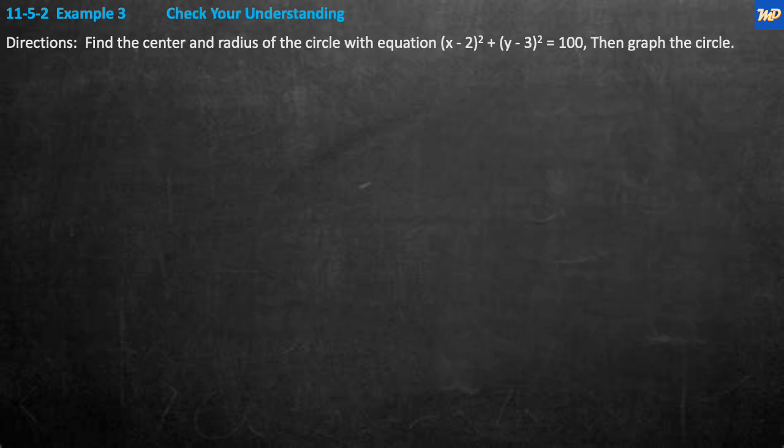Okay, example 3, check your understanding. It says find the center and the radius of a circle with the equation x minus 2 squared plus y minus 3 squared equals 100, and then graph the circle. I'll let you take some time and go off on your own and try it out, and when you come back, we'll go through it.